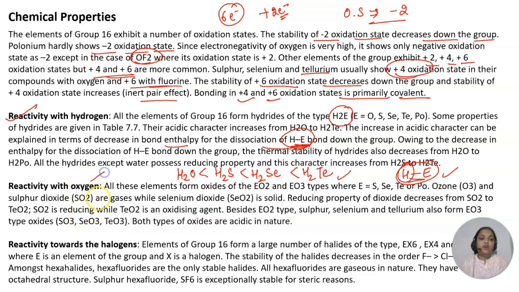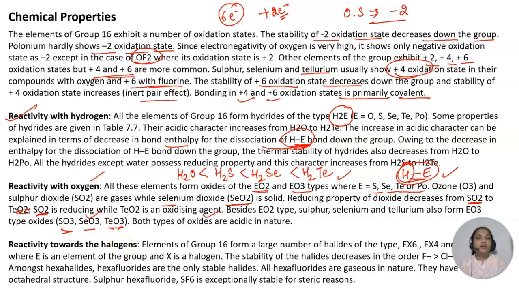Then reactivity with oxygen. All these elements form oxides of EO2 and EO3 types, like sulfur, selenium, tellurium or polonium. Ozone and sulfur dioxide are gases while selenium dioxide is a solid. Reducing property decreases from SO2 to TeO2. You should know that SO2, sulfur dioxide, is reducing while tellurium dioxide is an oxidizing agent. They also form oxides of EO3 type like sulfur trioxide, selenium trioxide and tellurium trioxide.